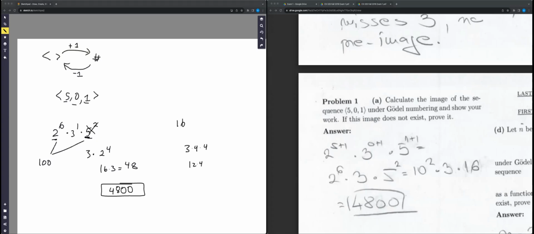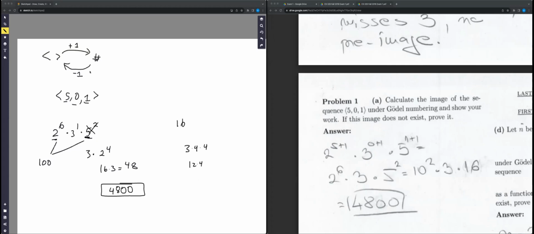So finding these numbers is literally just writing prime numbers and making sure not to skip any, and then putting the sequence as the exponents for each of them, plus 1. And then that's it. We just multiply. Repeat.